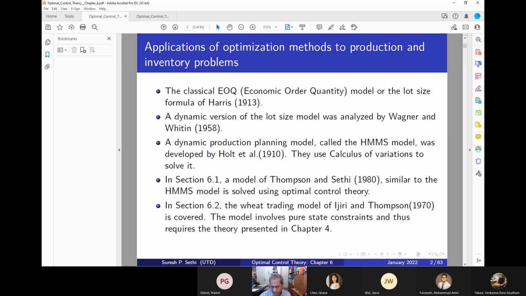Section 6.2 is a retrading model of Ejiri and Thompson, who was an accounting professor here named Yuji Ejiri. Both of them are no more, and that's covered in section 6.2. I also worked on a retrading model after their model, but what I cover is mostly their model, except some examples later.